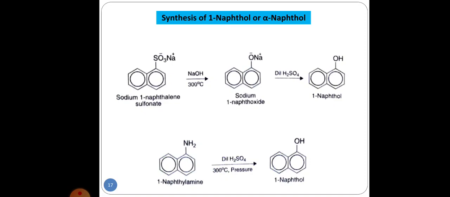So one more method for synthesizing 1-naphthol is by using 1-naphthylamine. When 1-naphthylamine is heated with dilute sulfuric acid at 300 degrees centigrade under pressure, 1-naphthol is obtained.